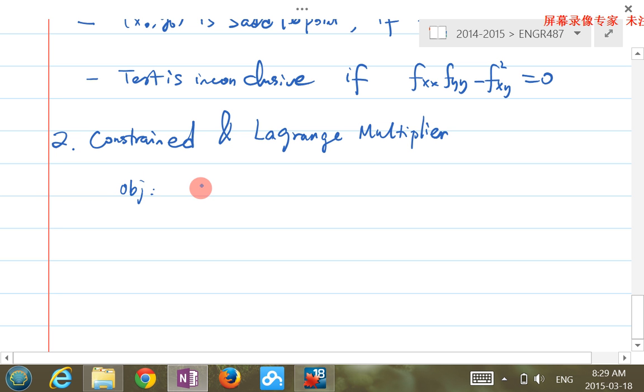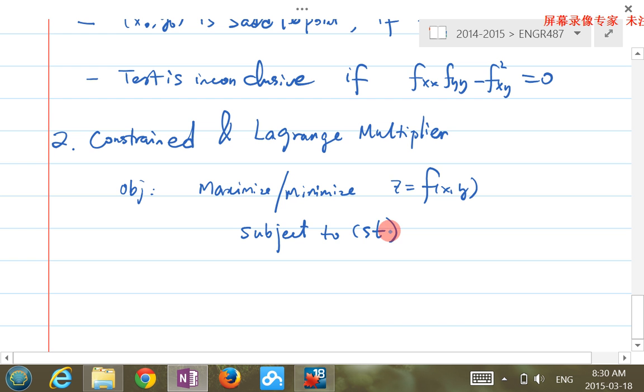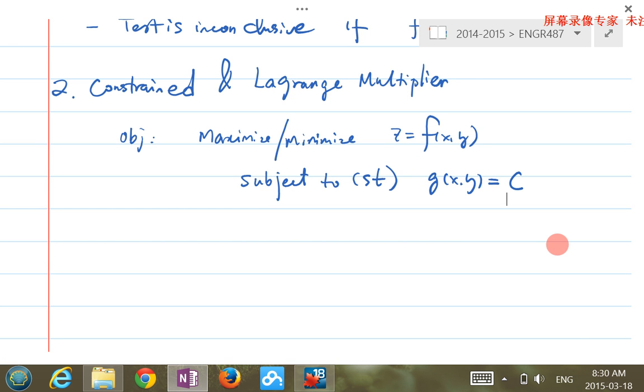The objective is we want to maximize or minimize a certain function. I'll use a function of two variables for illustration here. So let's say this is the function we want to minimize or maximize. But this function is also subject to, we'll just call it ST, a constraint. Let's say this is the constraint here: g of x, y equals c. So that's the typical description for a constrained function of two variables.